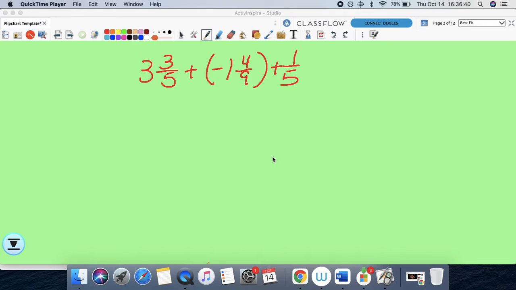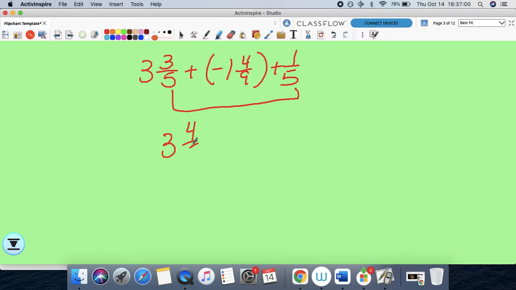So, all right, this one you were supposed to do, and basically we're just going over some addition procedures with fractions and decimals, okay? Nothing really that interesting. But nevertheless, these two have the same denominator, so I can combine those two, right? 3 and 3/5 plus 1/5 becomes 3 and 4/5. Now I get to add to this negative number.